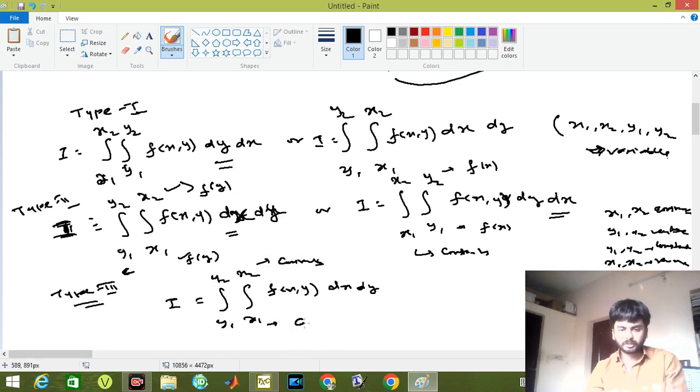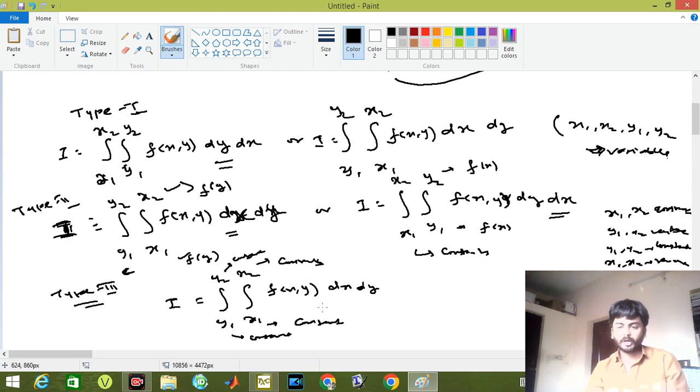When this is the case, you can integrate anything first. You can first integrate with respect to x, or first with respect to y. Nothing will change the result. For constant limits, we first integrate with respect to x and then with respect to y, or vice versa. It depends on your wish. Now this is the fundamental idea about double integration or multiple integrals.